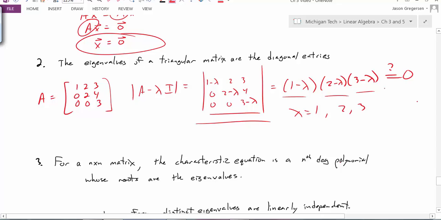And each one of those is a monomial in lambda. So just looking at this characteristic equation, we can see that if we subtract lambda on the diagonals, we'll have one monomial in lambda for each diagonal entry, and there are n of them. So when we look at that product, we expect to get an nth degree polynomial. So we can kind of see that that one makes sense as well.